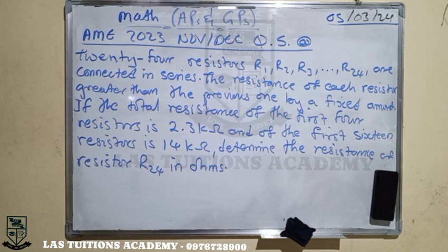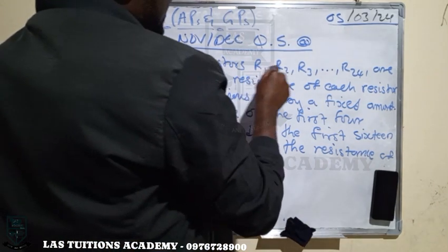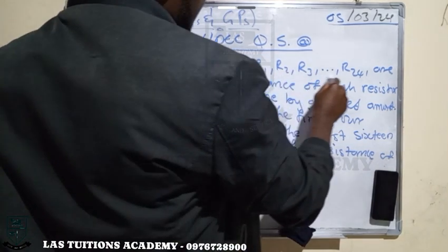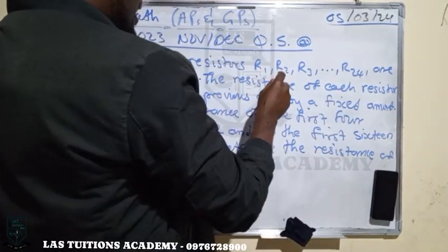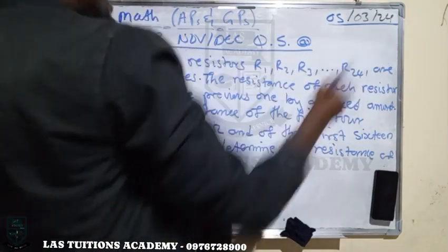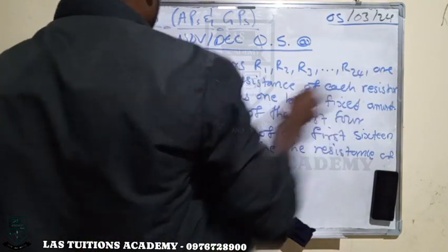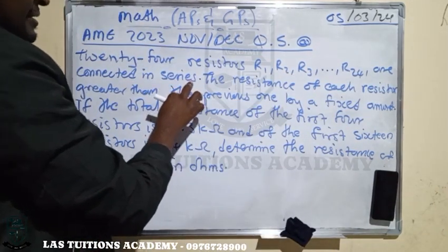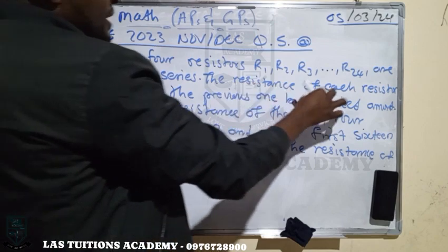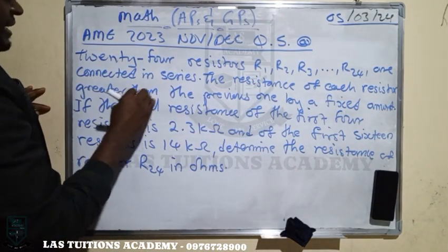Aha, so Namakao, you missed the question. Let me read it again. It says 24 resistors, R1, these are the terms now. These are the resistors. So R1, R2, R3, all the way up to 24. These are the terms in the sequencing. Okay? And then we say these are connected in series. The resistance of each resistor is greater than the previous one.